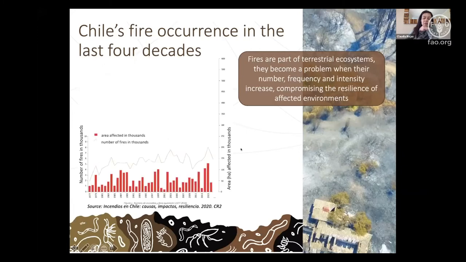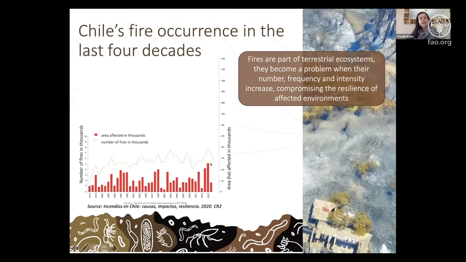And that is what I wanted to share with you with this graph. The red bar is the area affected by fires since the late 70s in Chile, and these lines show the number of fires occurring from the late 70s as well. I want you to pay attention to the last decade, starting from about 2010. We see that the number of fires is slightly increasing in Chile, and that coincides with a decade of severe mega drought that we are experiencing in Chile.